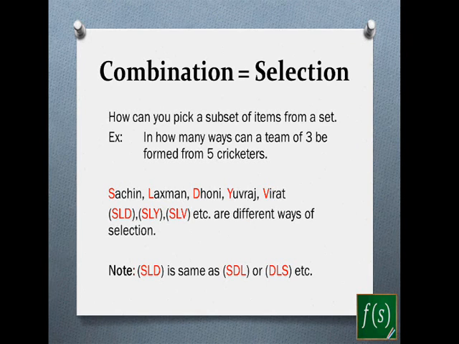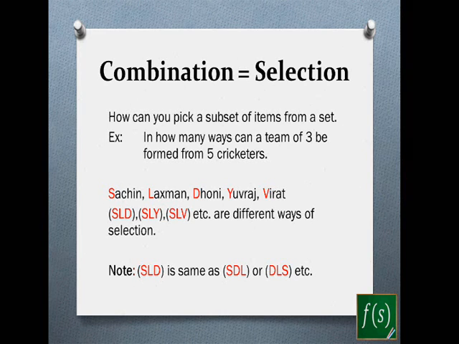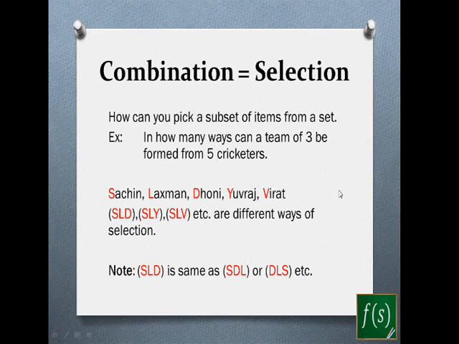and defining the terms. Combination, which is equivalent to selection. So how you can pick a subset of items from a given set is what is dealt with in combination. For example, in how many ways can you select a team of 3 players if you have 5 cricketers available is done through combination. So you have, say, Sachin, Lakshman, Dhoni, Yuvraj and Virat. You can select Sachin, Lakshman and Dhoni. You can select Sachin, Lakshman and Yuvraj, Sachin, Lakshman and Virat. So these are the different combinations that you can select, and this is what comes under combination.